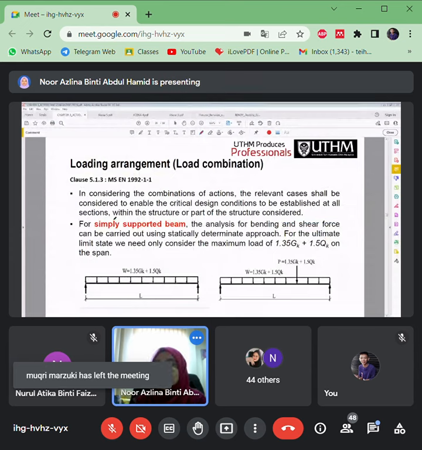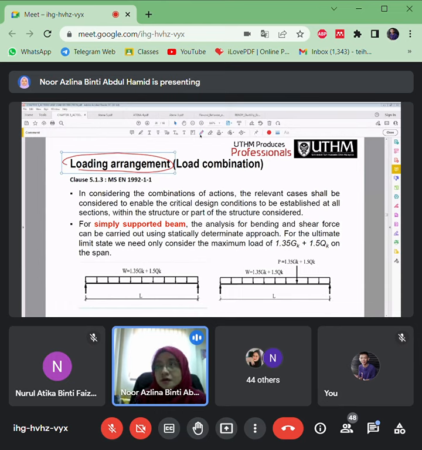Okay, so you need to know how we arrange the loadings in terms of load combination, which is a combination of GK and also QK. This is an example for a simply supported beam. It's just one span here, so that's why we call it a simply supported beam. So it will be loaded with the maximum load here. The maximum load is calculated by this equation. I put a star here. Okay, this is very important.